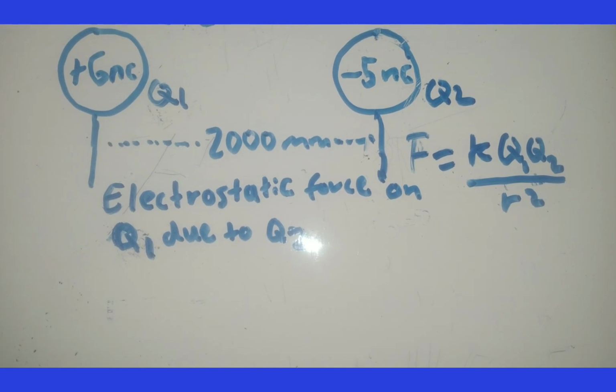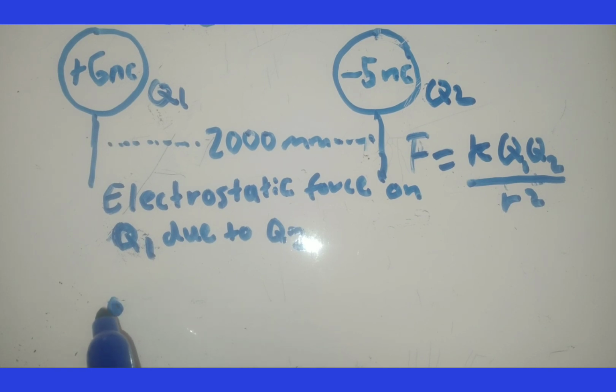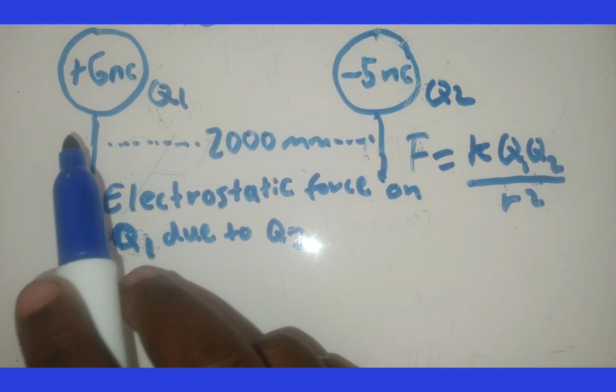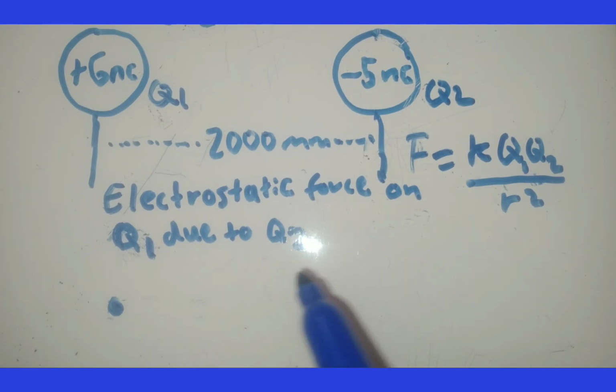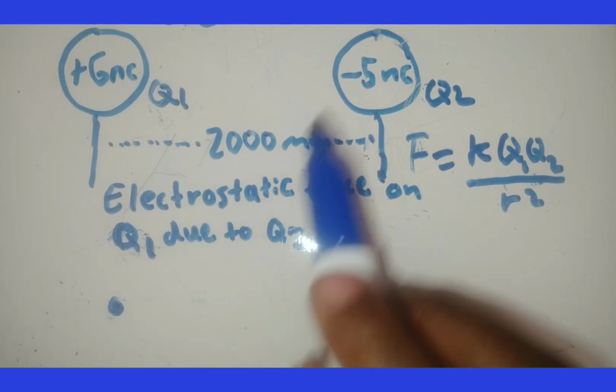Alright, before we do the calculations, let's first draw the free body diagram. We have to draw the free body diagram on Q1 because the question says electrostatic force on Q1. When it says on Q1 due to Q2, it's the force that Q1 is experiencing caused by Q2, so think of it as caused by Q2. So what is Q2 doing to Q1? When they talk about Q1, you're drawing for Q1, but you are not drawing according to what Q1 is doing. It says due to Q2, so it means caused by Q2. So you are drawing according to what Q2 is doing to Q1. So what is Q2 doing to Q1?